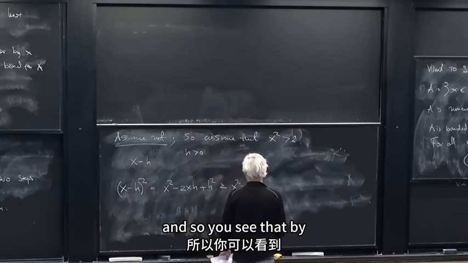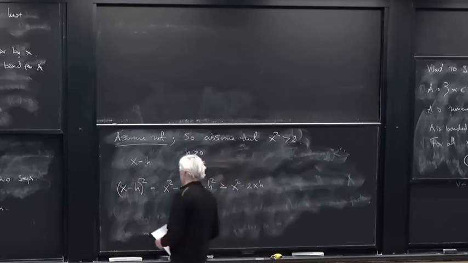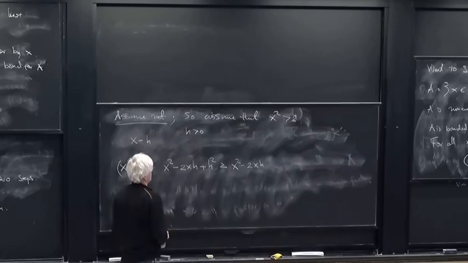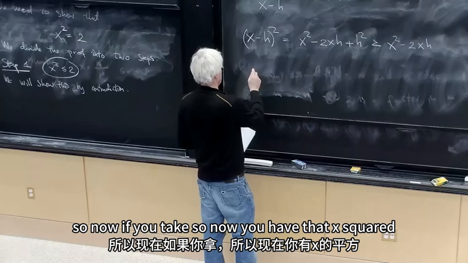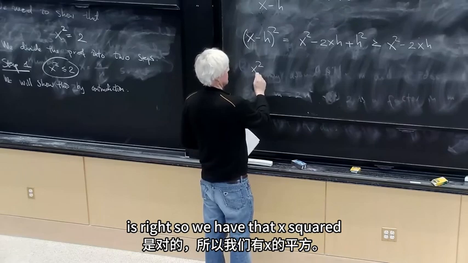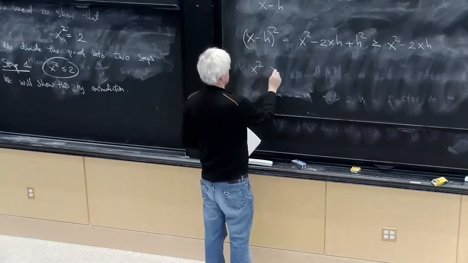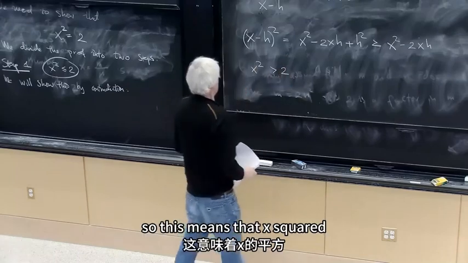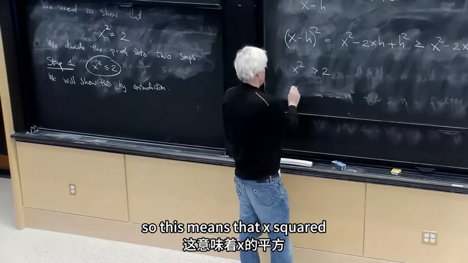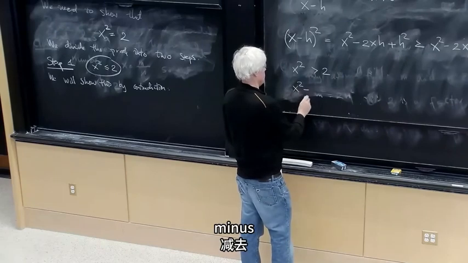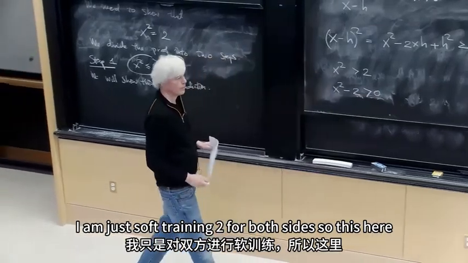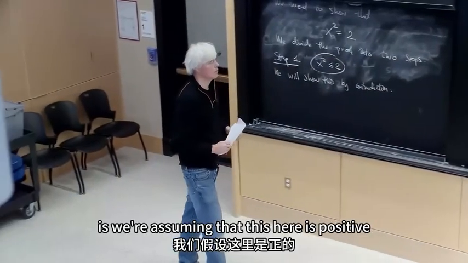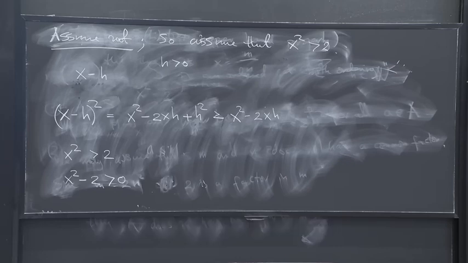And so you see that, right. And so now, we have that x squared is bigger than 2. So this means that x squared minus 2 is positive. Right? I'm just subtracting 2 from both sides. So we're assuming that this here is positive. Right?